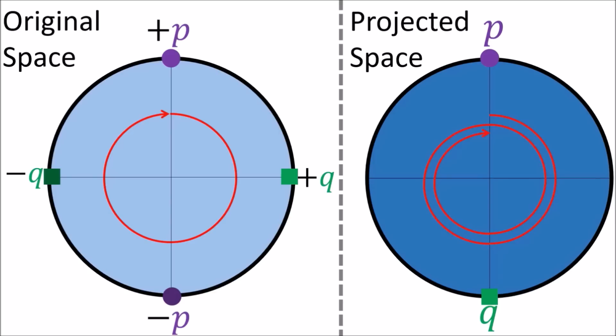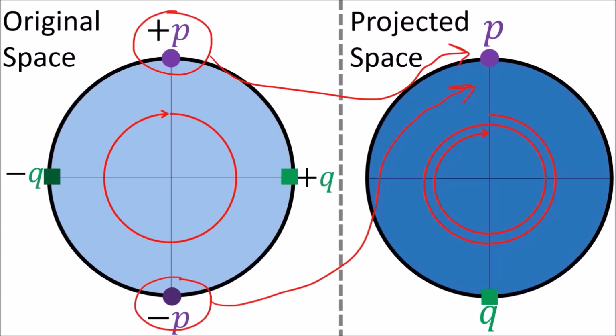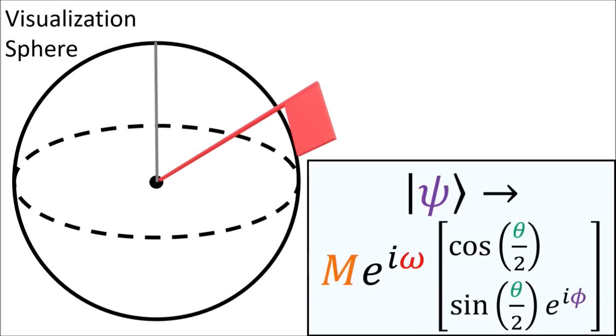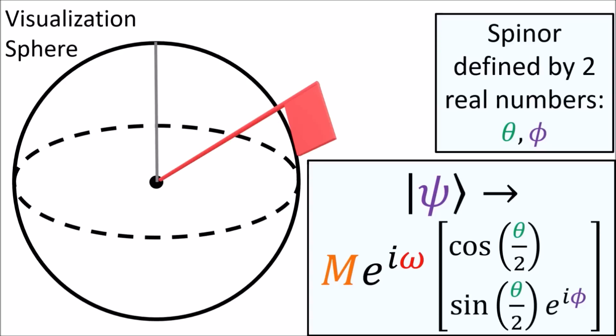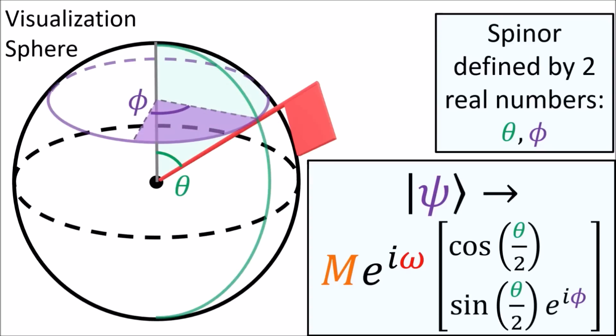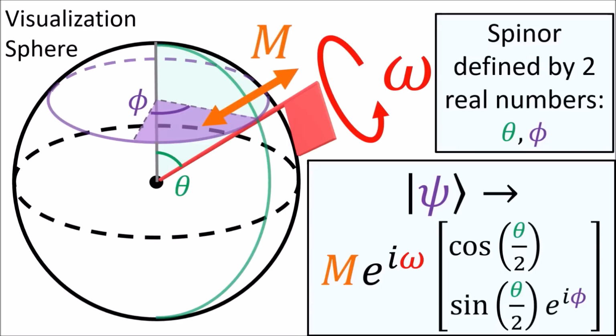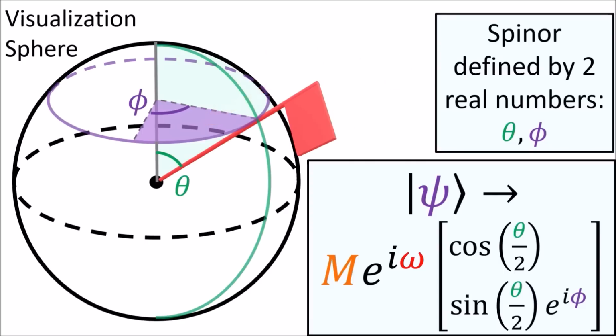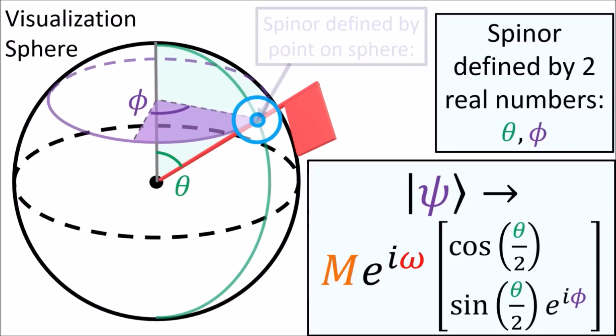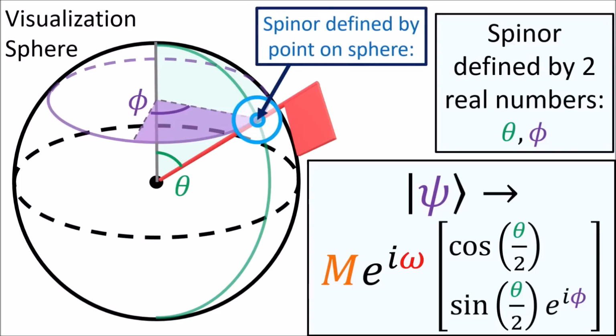Because in the projected space, we can no longer tell the difference between the positive and negative versions of a point. Each point on the complex projective line is determined by 2 real numbers, and so we can draw the points on a sphere, determined by 2 angles, theta and phi. If we want to visualize the overall phase of a spinor, we can view it as the angle of a flag that is spinning around a flagpole. And the overall scaling factor can be visualized as the length of the flagpole. But neither the angle of the flag nor the length of the flagpole change the location of the relevant point on the sphere, and so they don't actually change the spinor.